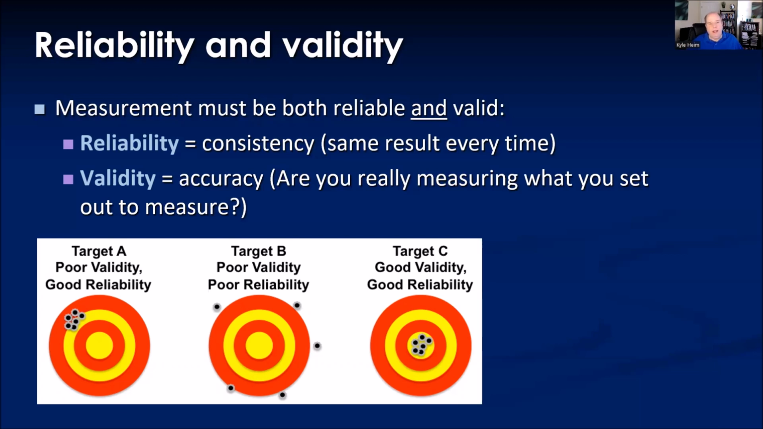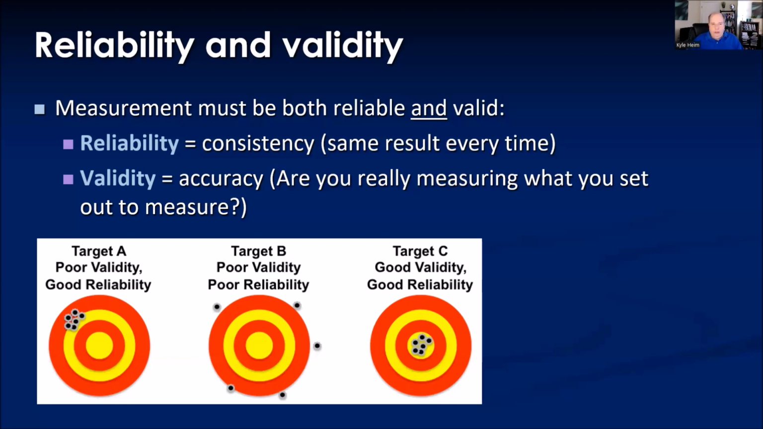Poor validity, good reliability. The example in the middle, target B, once again, they're always missing the target, therefore poor validity. And this time, the shots aren't even consistent. They're all over the place. Poor reliability. And then the final example, target C, all the shots are consistent because they're all pretty much in the same place. And the place that they're in is exactly the place that they should be in. So you've got good validity as well.